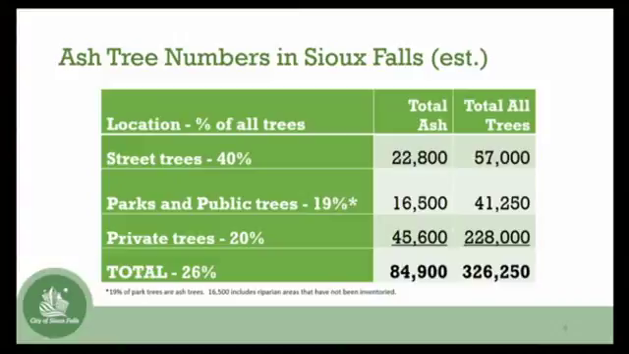The 19% with the asterisk is up there to show that we have only 19% of open grown trees within the park system that are ash trees. So we've done a good job of managing it so far within the park system. And then private trees, we estimate that about 20% of all the trees on private property are ash trees, or just over 45,000 trees, for a total of about 85,000 ash trees in Sioux Falls.